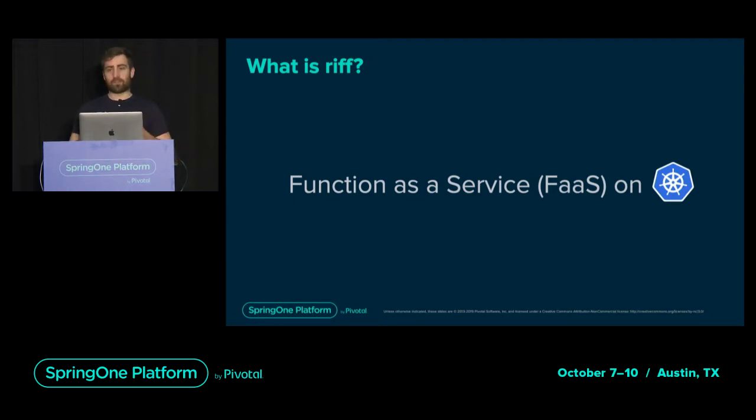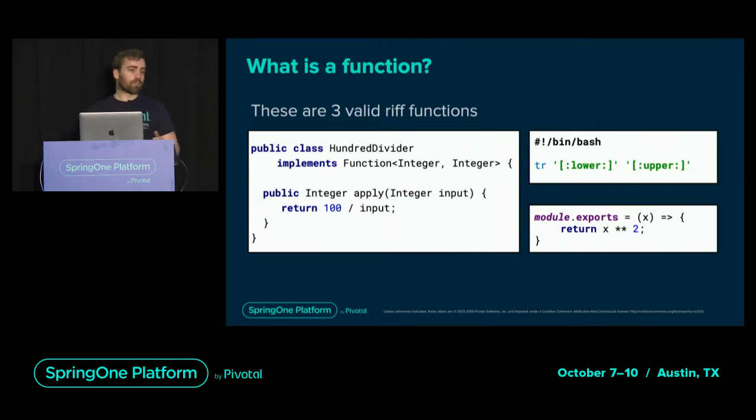So Riff is open source. It's the open source core of Pivotal Function Service. It runs on Kubernetes and uses Kubernetes native concepts to get you running with as few simple steps as possible. So in function as a service, the important concept, as you may already know, is a function. So here are 3 valid Riff functions. So in that case, we show the different languages we support.